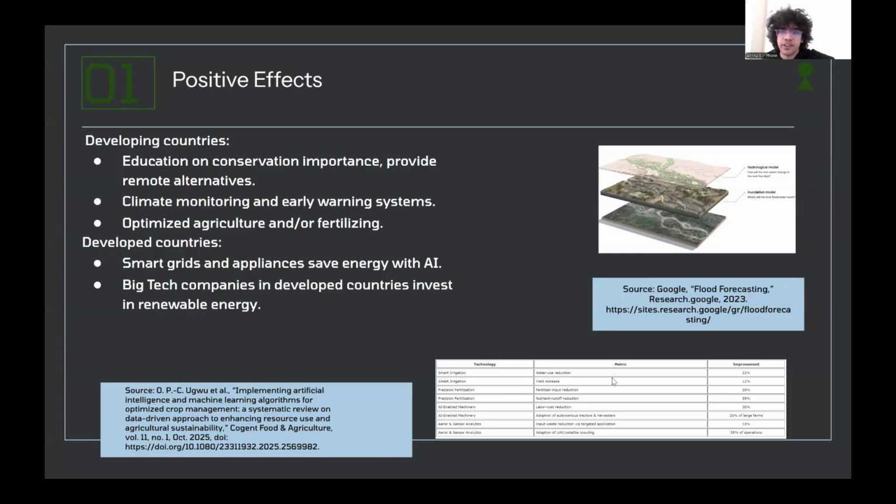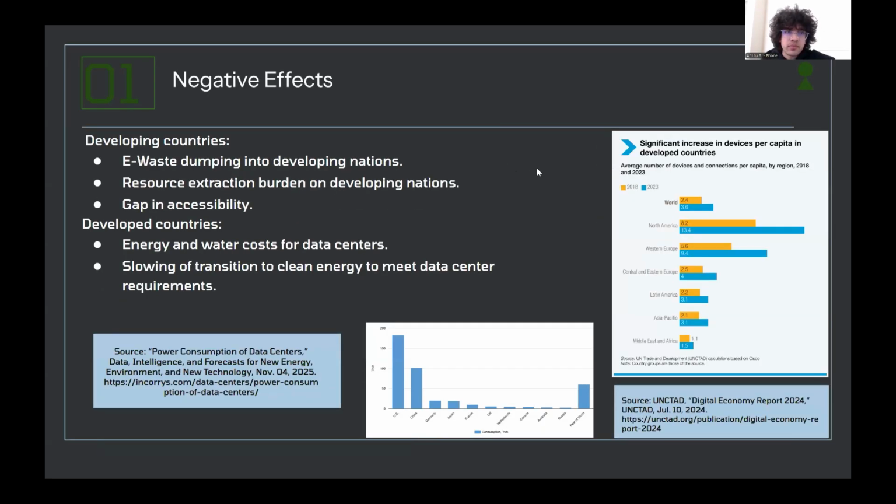Optimized agriculture and fertilizing. A study from Cogent found that costs could be cut down by over 25% and pesticides could be decreased by 18%. Developed countries' smart grids and appliances save energy with AI. This can range from large-scale grids such as E.ON in Germany to just your regular smart thermostat. And big tech companies are investing heavily in renewable energy, mainly to support their new data centers for AI.